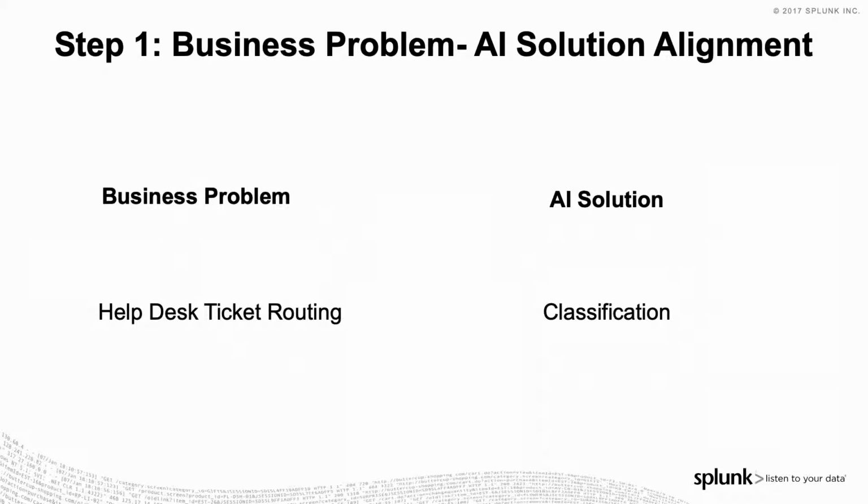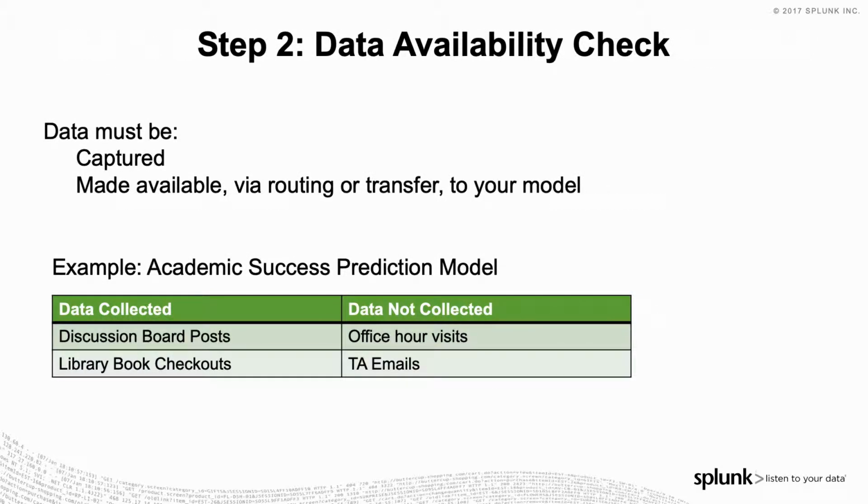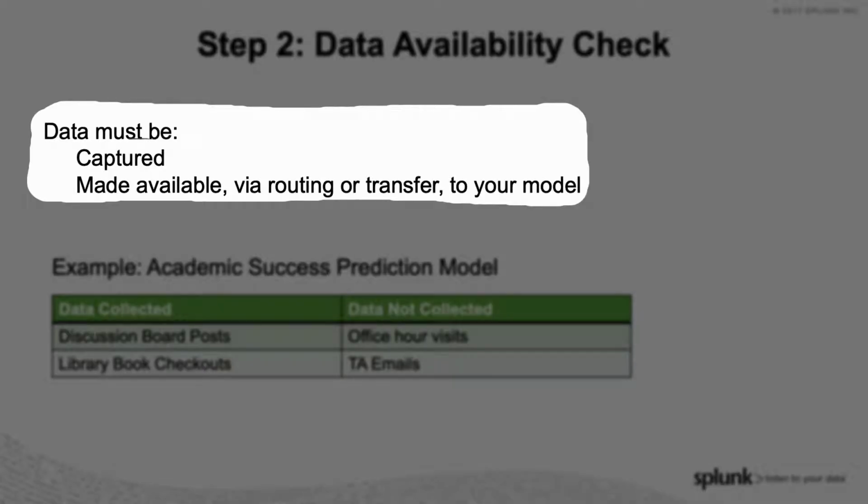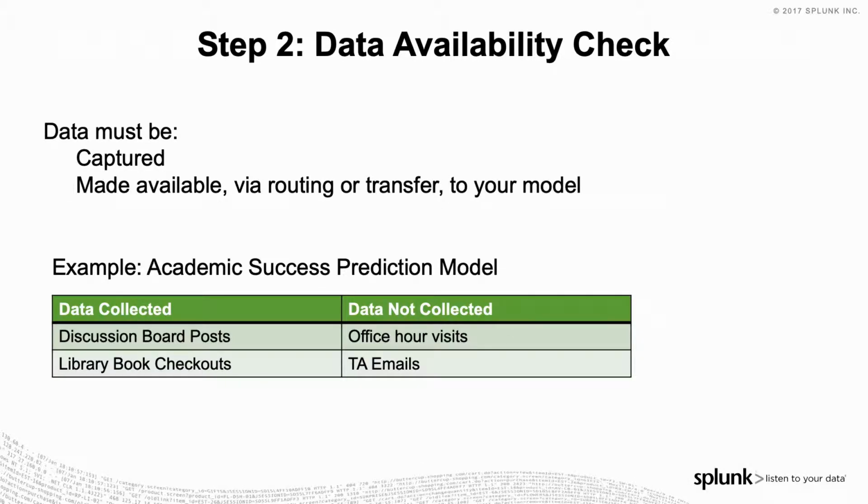The next step is an important one to take early, and that is considering whether you have the right data. The AI solution to your business problem will require certain types of data in order to function. This means that the data must be, for one, captured, but also made available to wherever you are running your model. Many organizations might not even be capturing the data needed to support a thorough analysis.